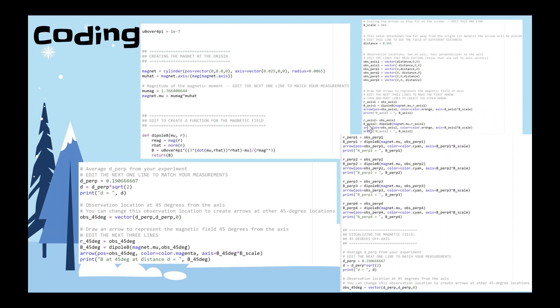These two arrows, the orange ones, represent the dipole or the magnetic field on the axis, whereas these four are off the axis. And you'll see that because it's perpendicular. And then the magenta arrow you see represents the magnetic field 45 degrees from the axis.